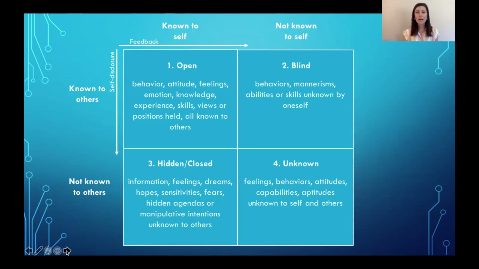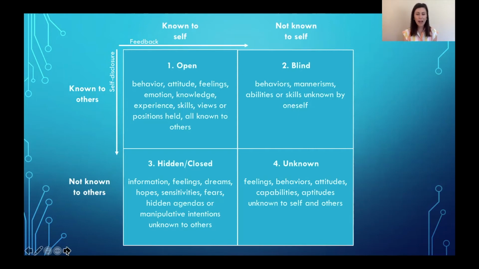The second area is the blind area. So these are behaviors or mannerisms, abilities or skills that are unknown to oneself. They are known to other people, but not known to you, which is why it's called the blind area. These are things that we do that we are not aware of, but other people can observe about us.